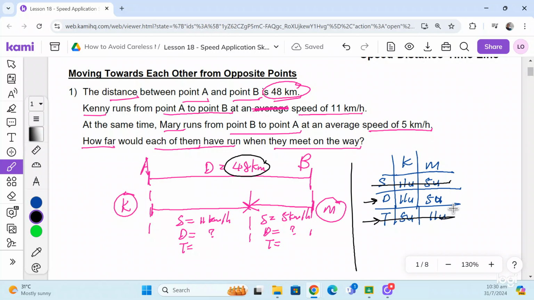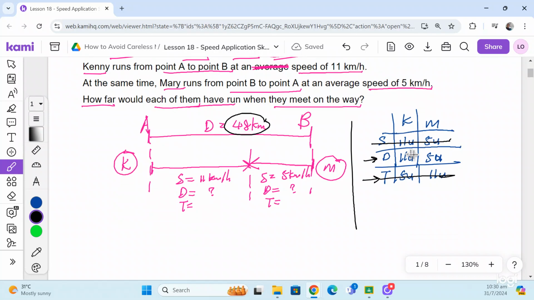So the time ratio, we can't use that, because there's no how much longer time that we can see over here, right? We don't see any duration of time. But what we see is the distance, and we use distance ratio. So if you look at the distance ratio, you can see that Kenny's distance is 11 units, Mary's is 5 units, and if you add them together, what is their total distance? Their total distance is 16 units, and isn't that the 48 kilometers that they have to travel altogether in order for them to meet each other, right?